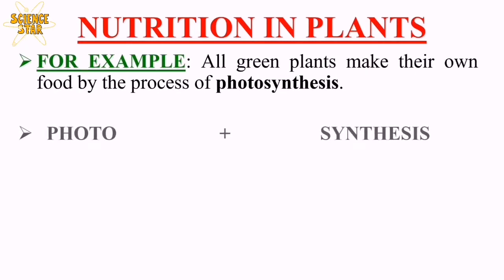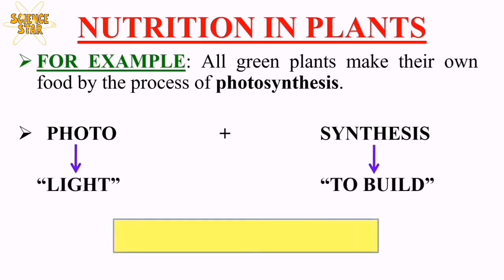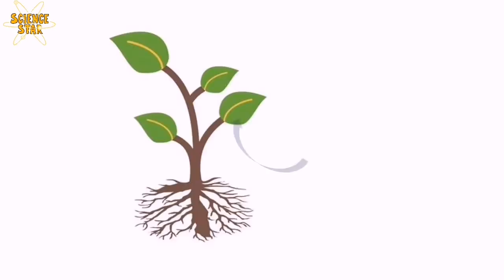All green plants make their own food by the process of photosynthesis, and this word photosynthesis is made up of two words in which photo means light and synthesis means to build. That means building up by light. Let's understand the process of photosynthesis with the help of a diagram.